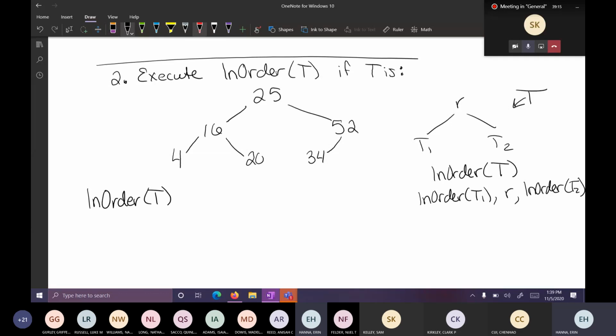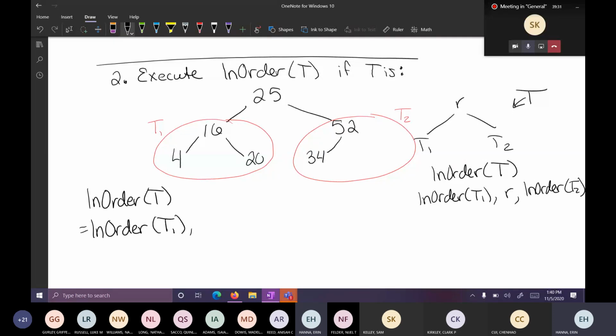So if we name this entire tree t, we're going to have that in order t. Now notice we have 2 smaller trees on each side. So I'm going to name it T1 and T2. So the in order function is going to give us in order T sub 1, comma 25, comma in order T sub 2.